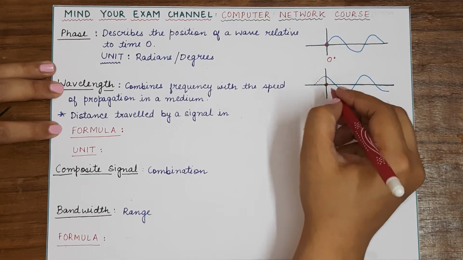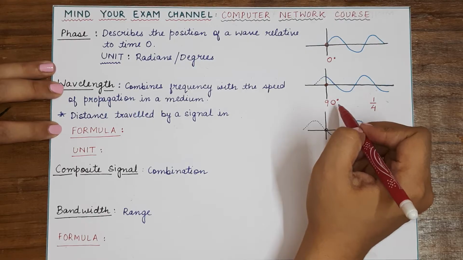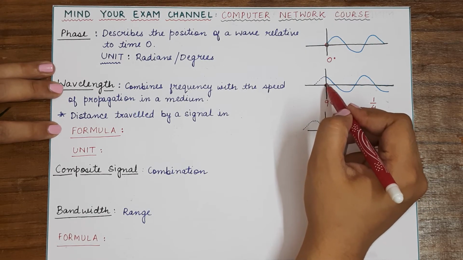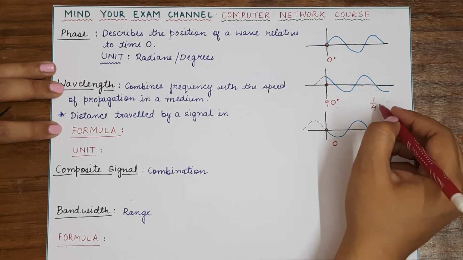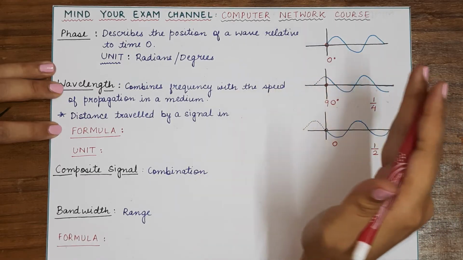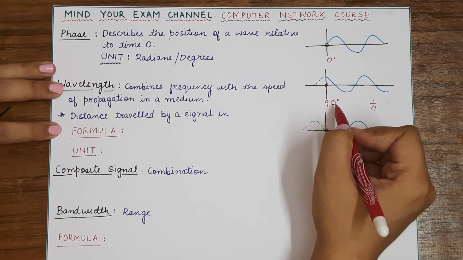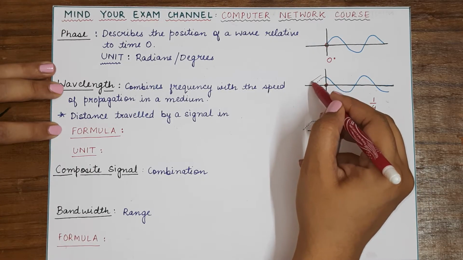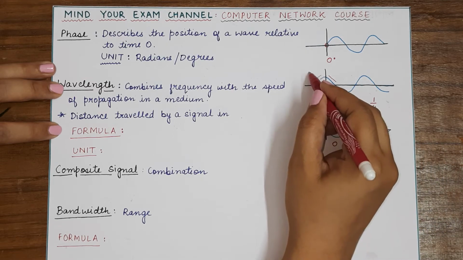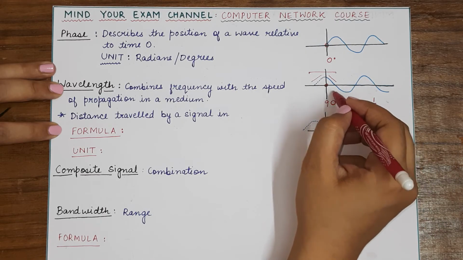Now the second diagram represents a phase of 90 degree where the wave has the peak amplitude at time 0, and the wave is shifted by 1/4. So 1/4 wave is shifted at 90 degrees phase. This is 1/4 part, this is the remaining 1/4 part, and combined this part is the half of the wave and this is the remaining half of the wave.